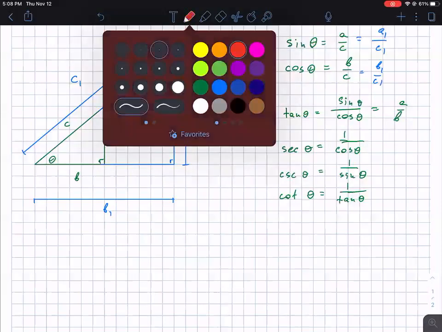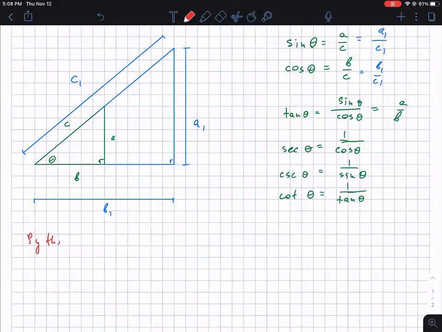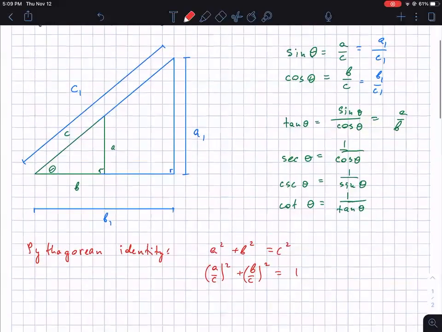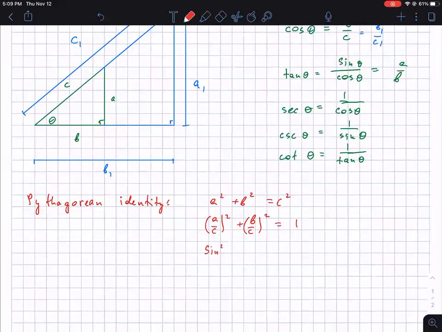Immediately you have the Pythagorean identity, which is the following. What is the Pythagorean theorem? It says a squared plus b squared is equal to c squared. Now, if you divide everything by c squared, you get (a over c) squared plus (b over c) squared is equal to 1. What is a over c? A over c was sine theta, and b over c was cosine theta. So we have sine squared theta plus cosine squared theta is equal to 1. And that's the Pythagorean identity.